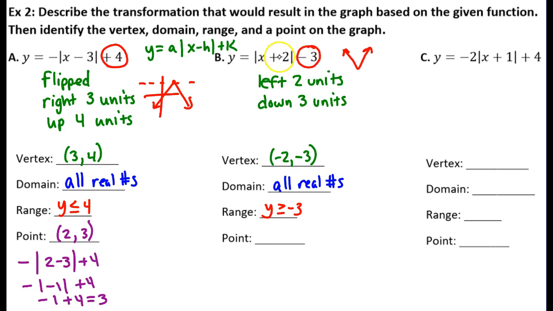Another point on the graph. Okay, so select a number that's opposite here. So like negative 1. So the absolute value of negative 1 plus 2 and then minus 3 at the end. Negative 1 plus 2 is 1. Absolute value of 1 is 1. So 1 minus 3 is equal to negative 2. So another point on this graph would be negative 1, negative 2.